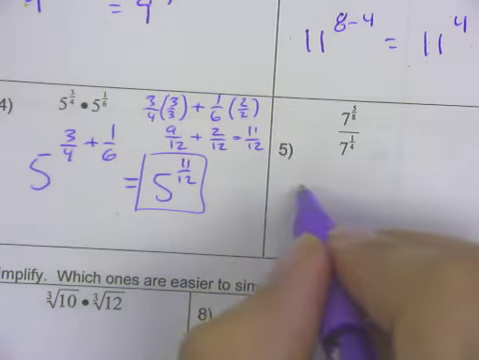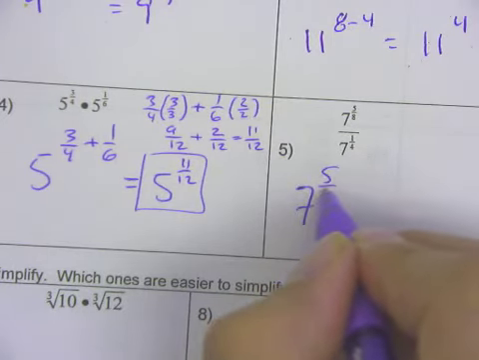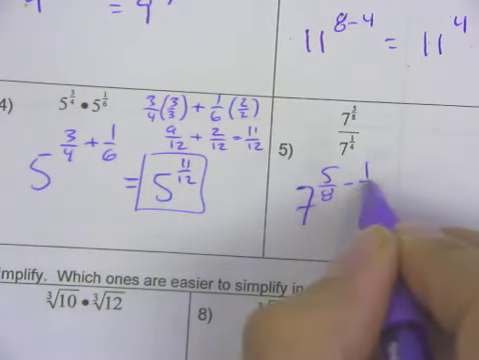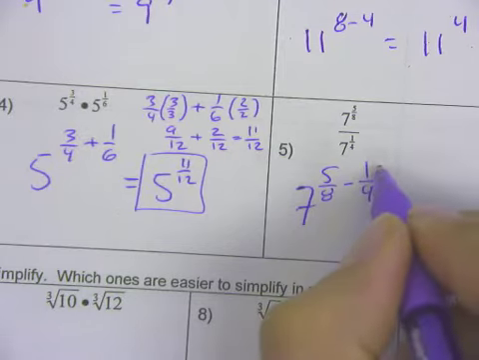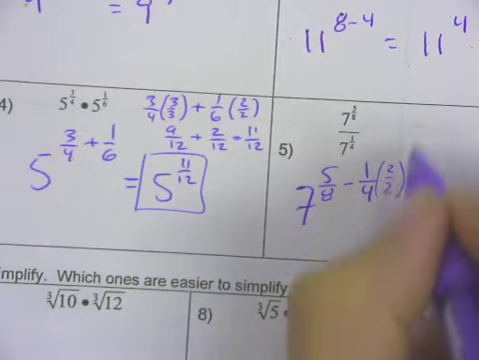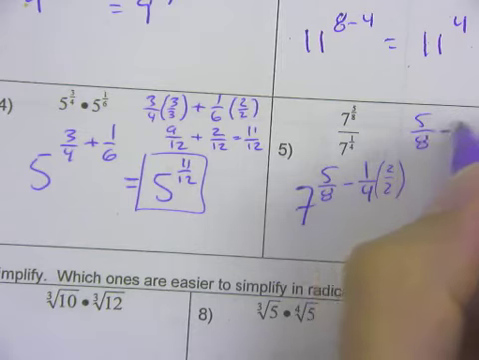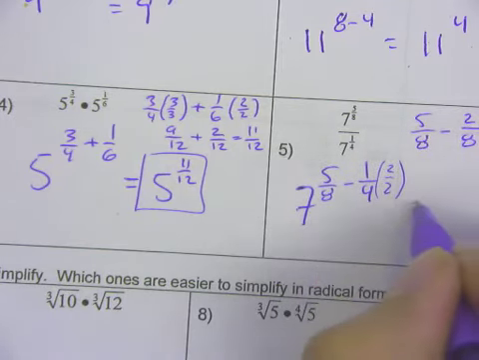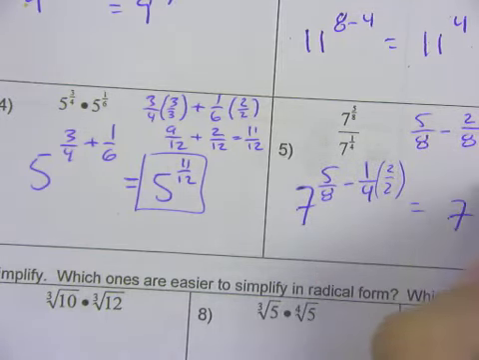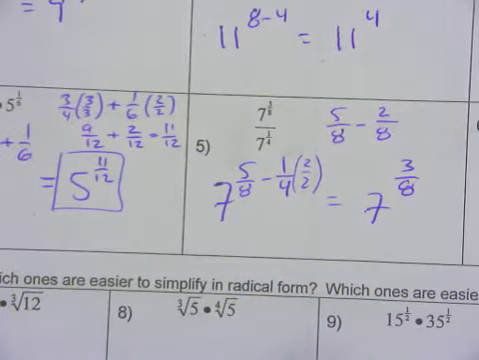Here we would have 7 to the power of 5 over 8 minus 1 over 4. We'd multiply this one by 2 over 2. That would be 5 over 8 minus 2 over 8. So we would have 7 to the power of 3 over 8.